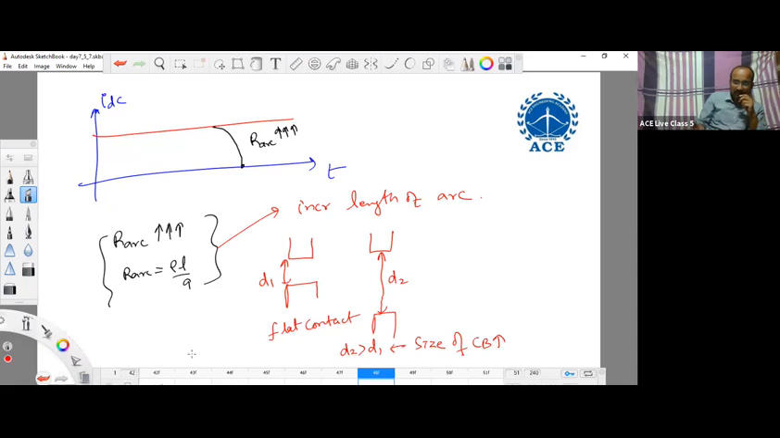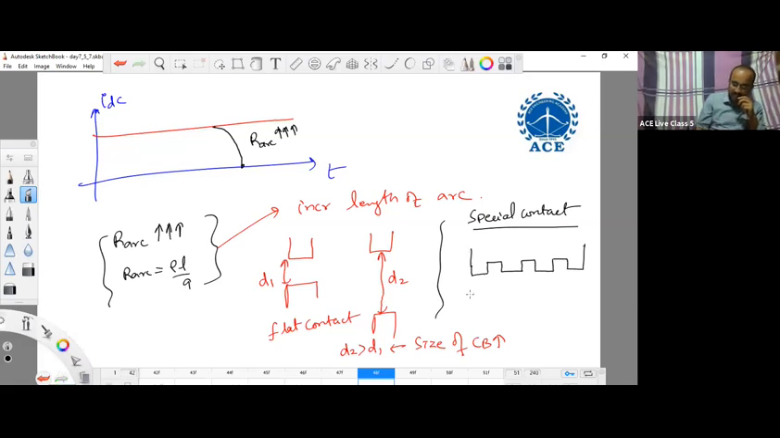So instead of using a flat contact arrangement, we can go for a special contact arrangement. The arrangement will be like this. So this is a special contact arrangement. This is the fixed contact and the moving contact.